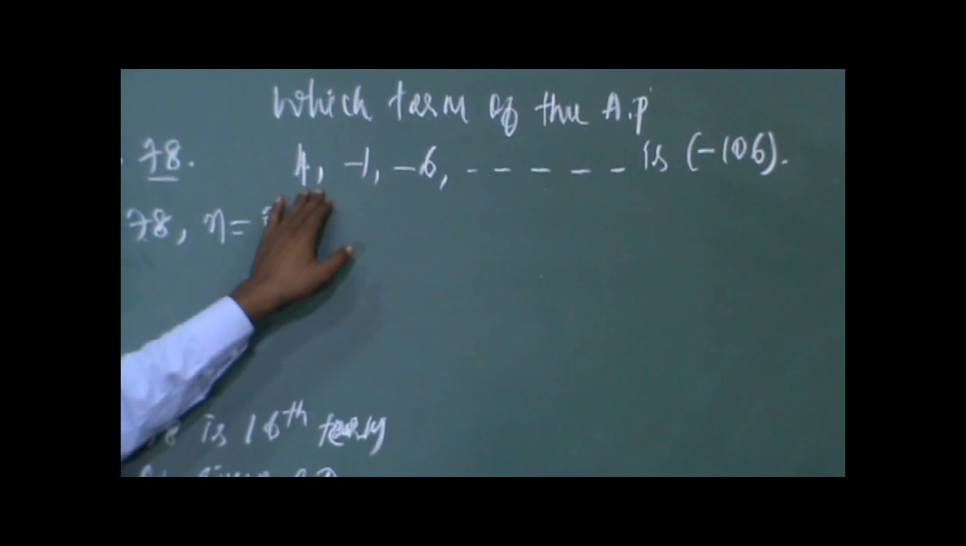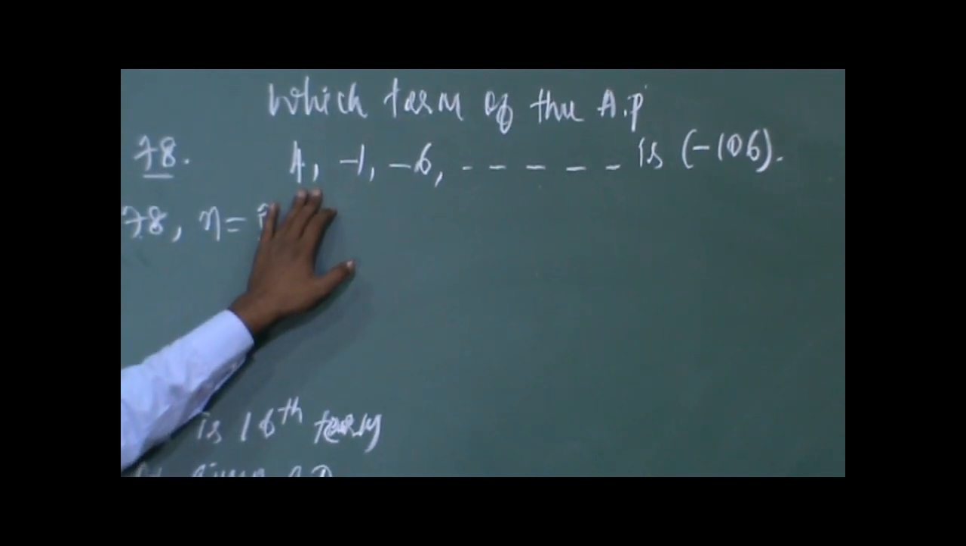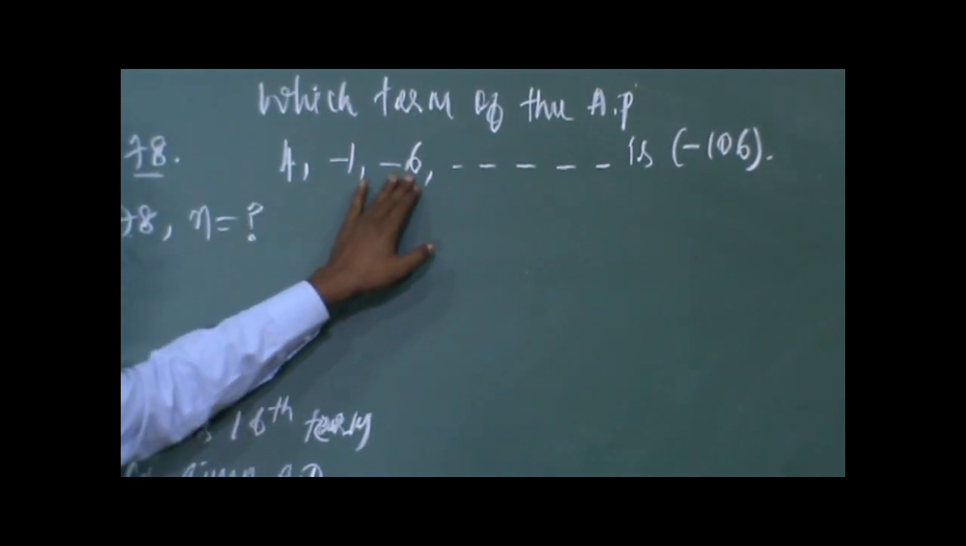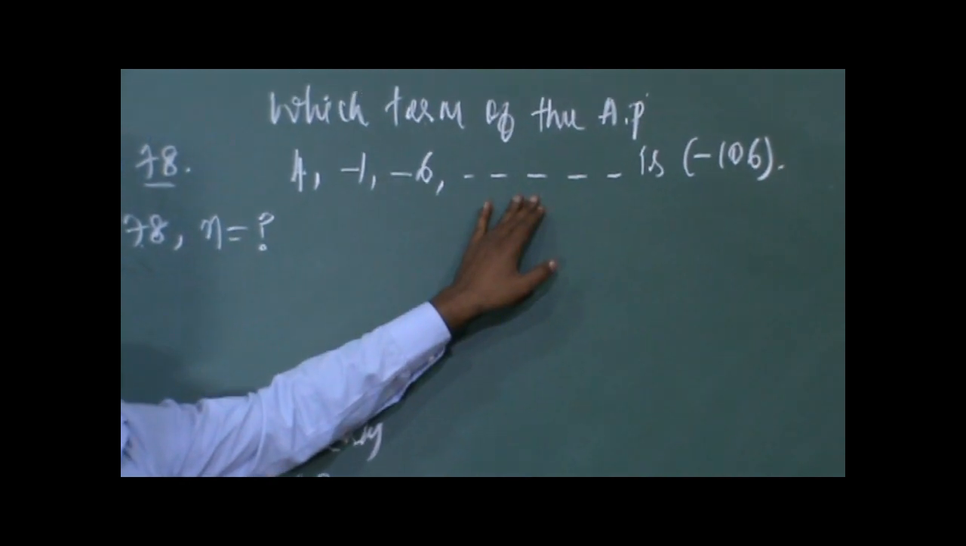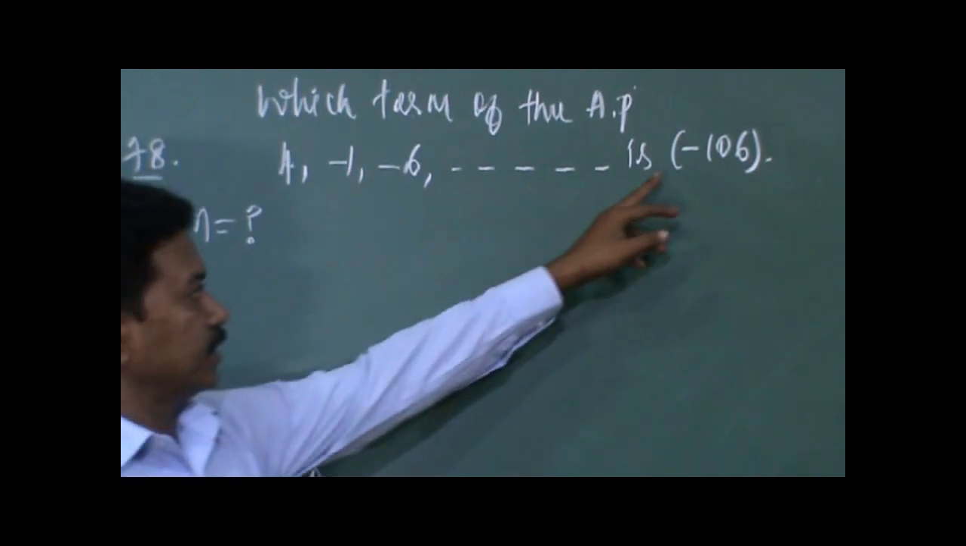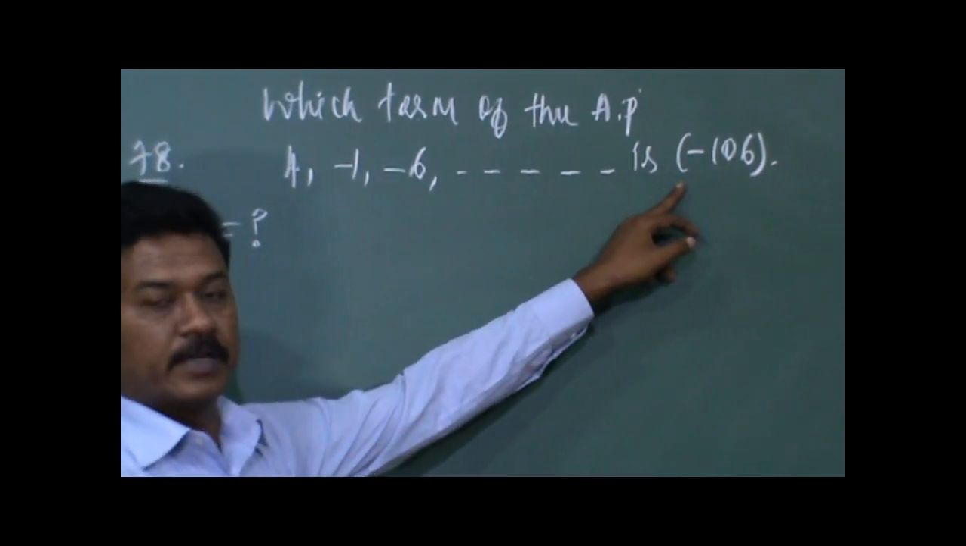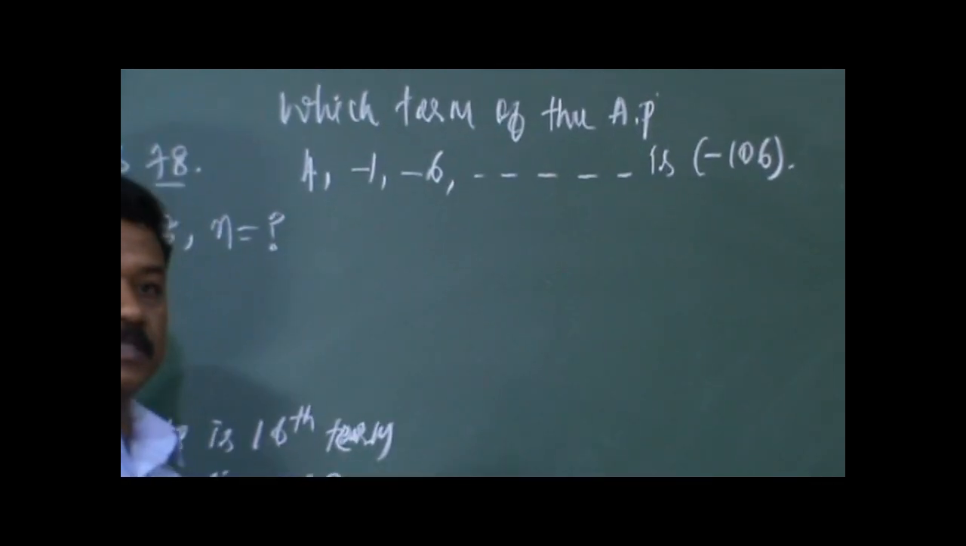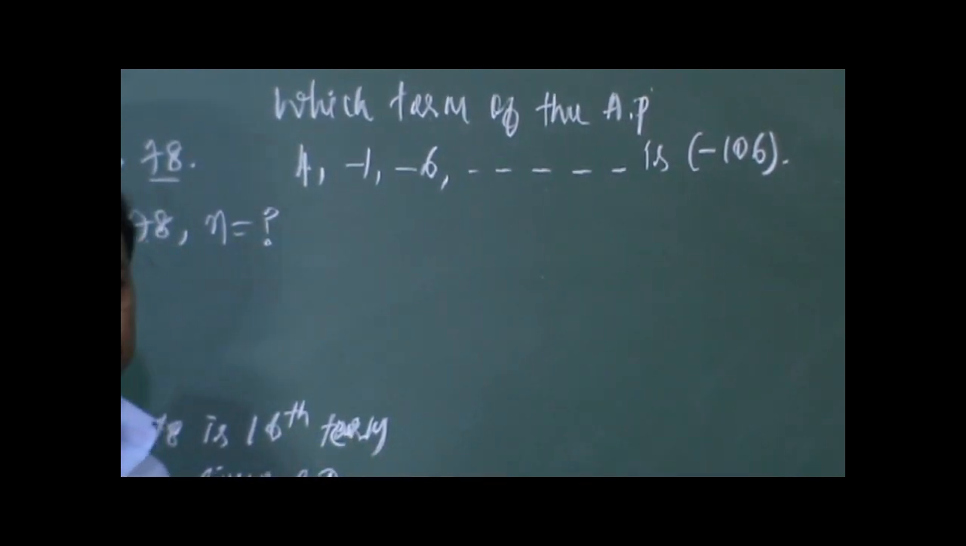So here at the beginning you can see that the terms are positive. Now the terms are getting negative signs. This indicates that D will be negative. So he is asking you which term is minus 106. So therefore we have to consider that minus 106 itself is the last term of the AP.